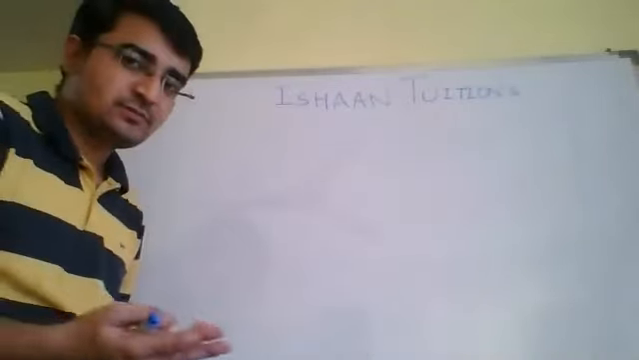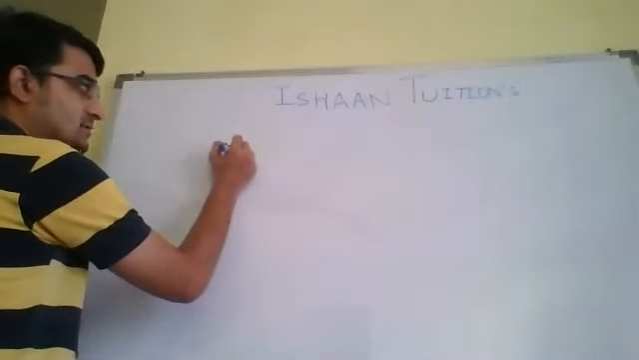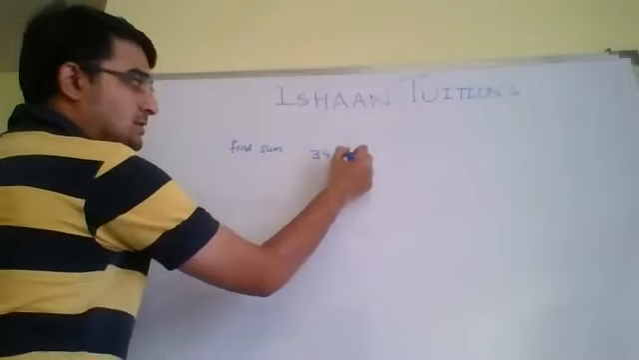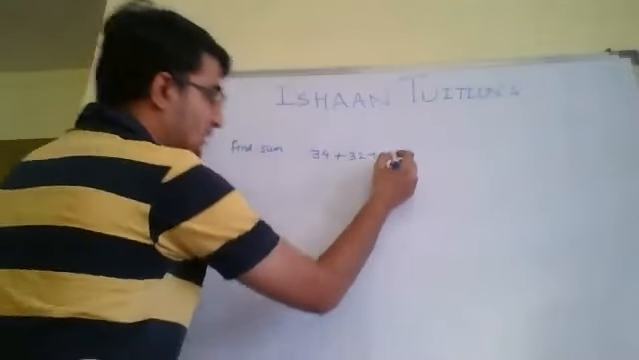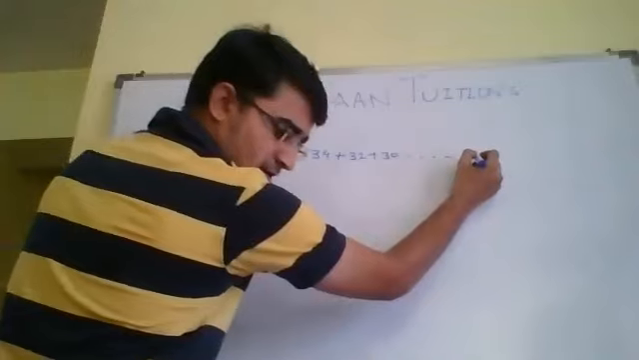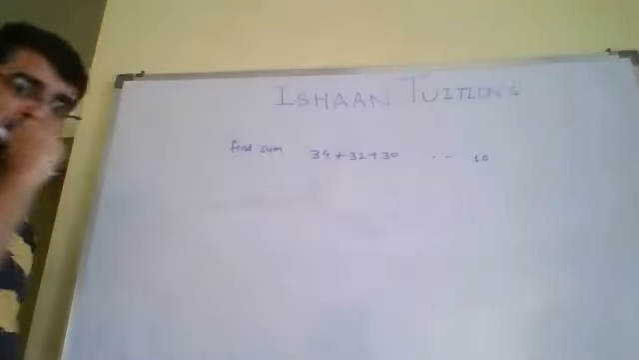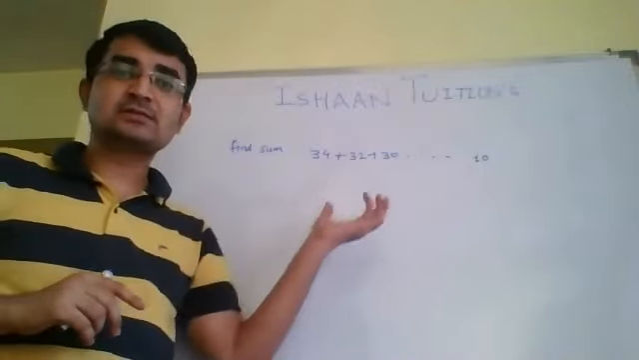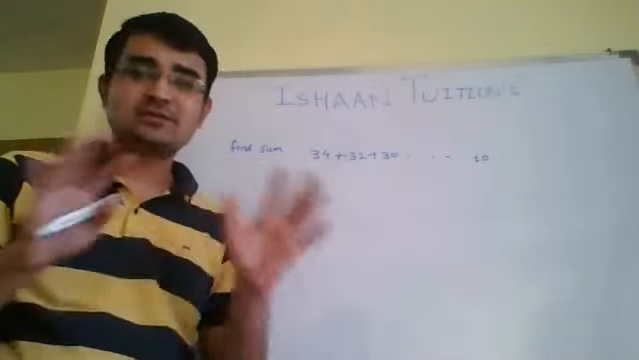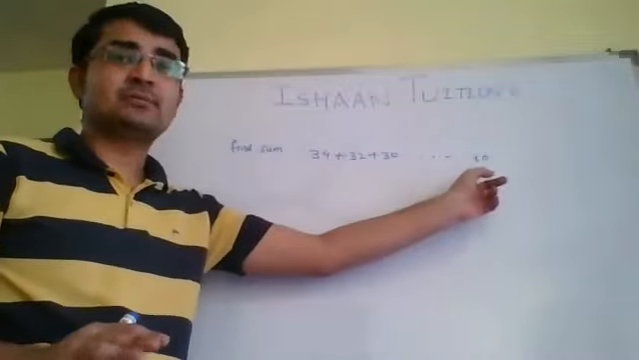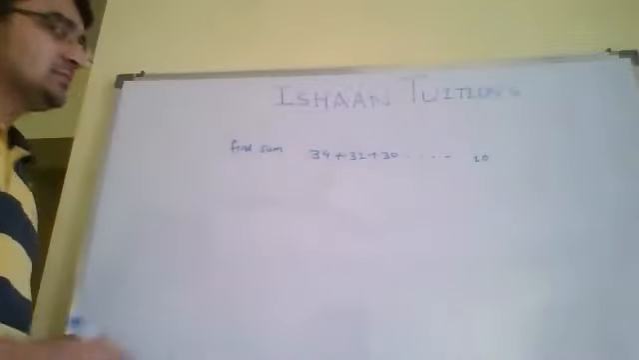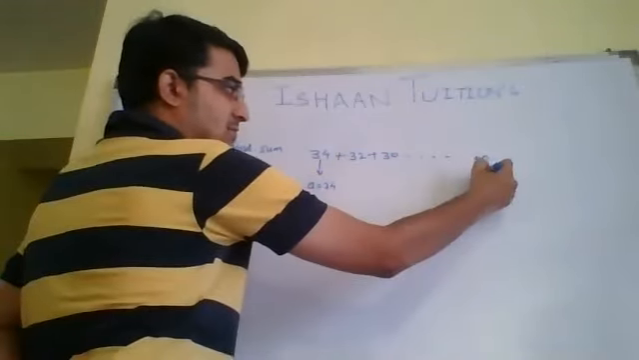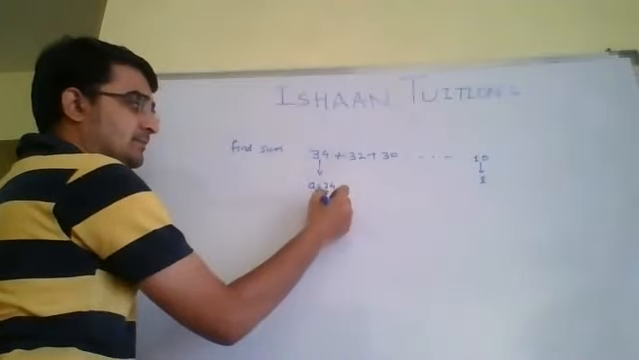Next, let's take some different question. The question is like this: find the sum 34 plus 32 plus 30, and it goes on till 10. Now, 10 is the last term over here. This is the actual term, it's not the number of terms. This is the actual last term. This is your first term, so I'll write here a is equal to 34. This is actually l. So l is equal to 10.